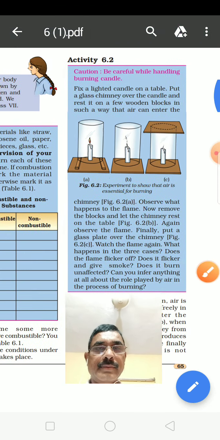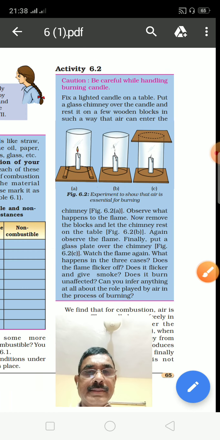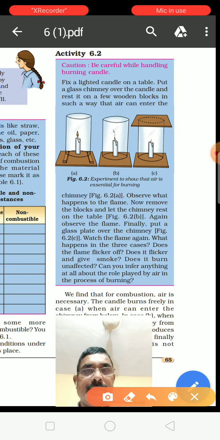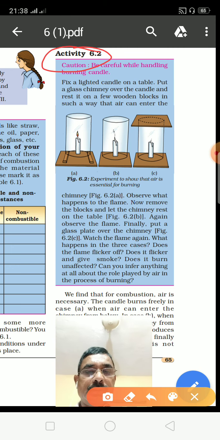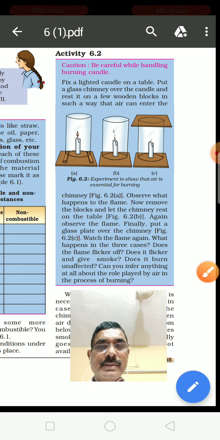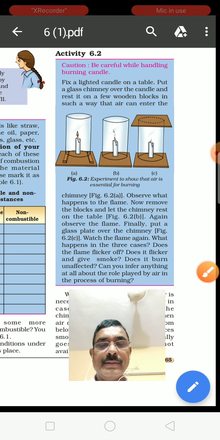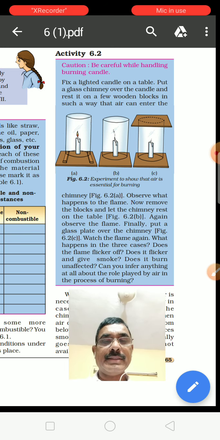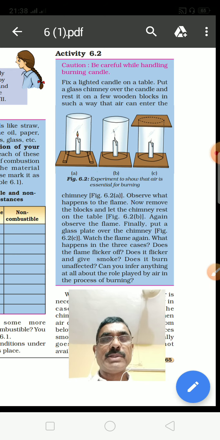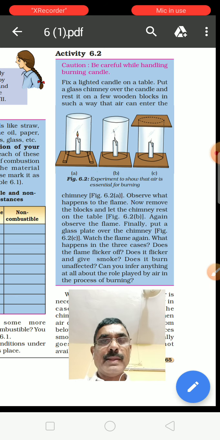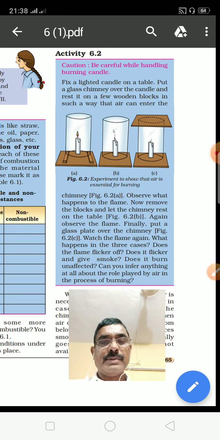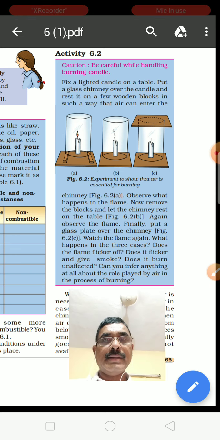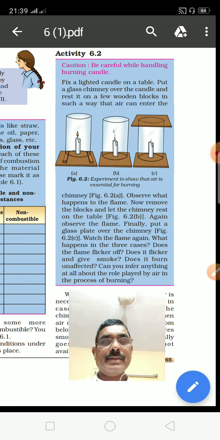Now one more activity is given, that is activity 6.2. This is the activity that we need to conduct in order to show that air or oxygen is necessary for combustion. So we need to fix a lighted candle on a table, then put a chimney over the candle and rest it on a few wooden blocks in such a way that air can enter the chimney.